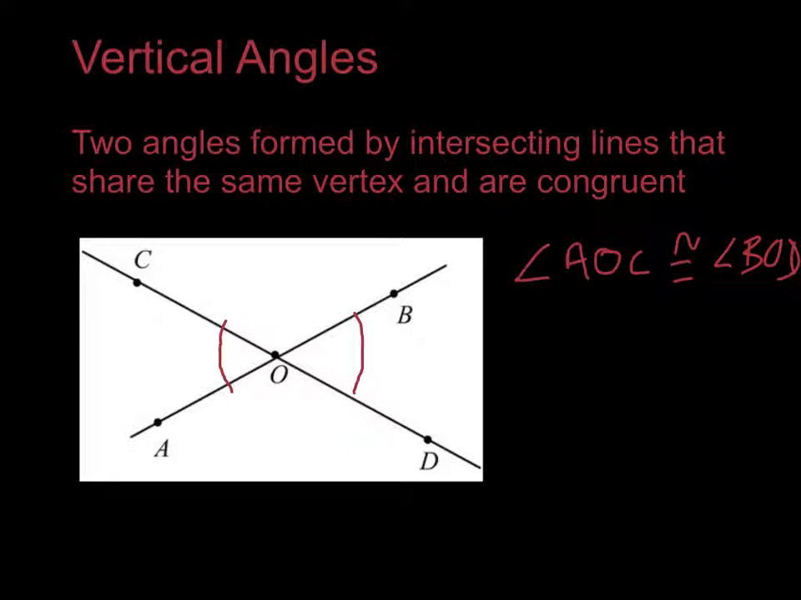All right, the other pair of congruent angles that we're going to see is angle COB and AOD. So if we look, this is another pair of vertical angles, these 2. And they are also congruent.